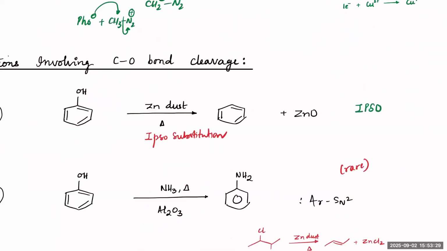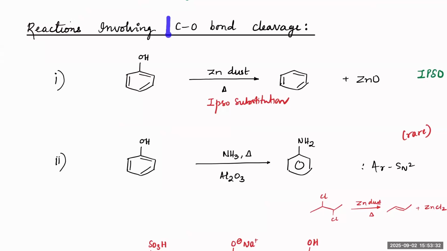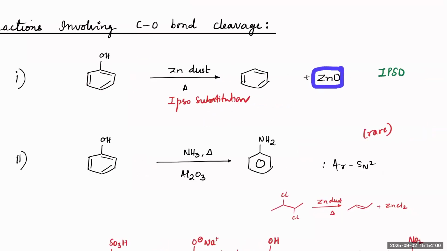Now let's see the reactions where the C–O bond is involved. If you use zinc dust, zinc is an electron provider. So it will provide two electrons at this position, removing this OH minus, and those electrons will take away H plus, converting into benzene. You notice that this is a functional group which you are removing and substituting with a hydrogen here. So what is this one? Again an ipso substitution. ZnO will be formed and benzene is the product.